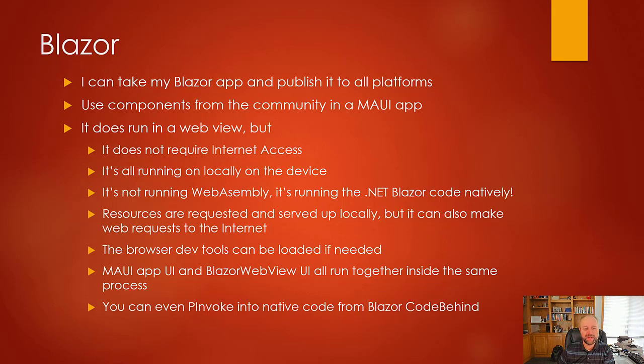The first thing you might think is that maybe this is still running on the server. No, it does not require internet access. It's all running on that device. In fact, the only reason we have a web view is because, remember, Blazor content code generates HTML. So the web view is simply to render that HTML, but the HTML is actually generated natively. We're not running WebAssembly on the back end. We're not requiring an internet connection. It does do some resource requests, but those are served up locally. So if I have a style sheet, it'll request it at 0.0.0.0/styles.css, and that's just handled by the framework.